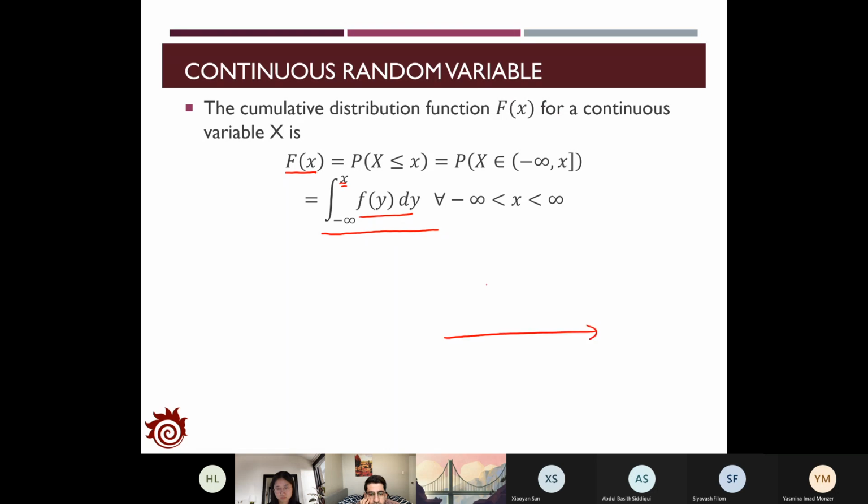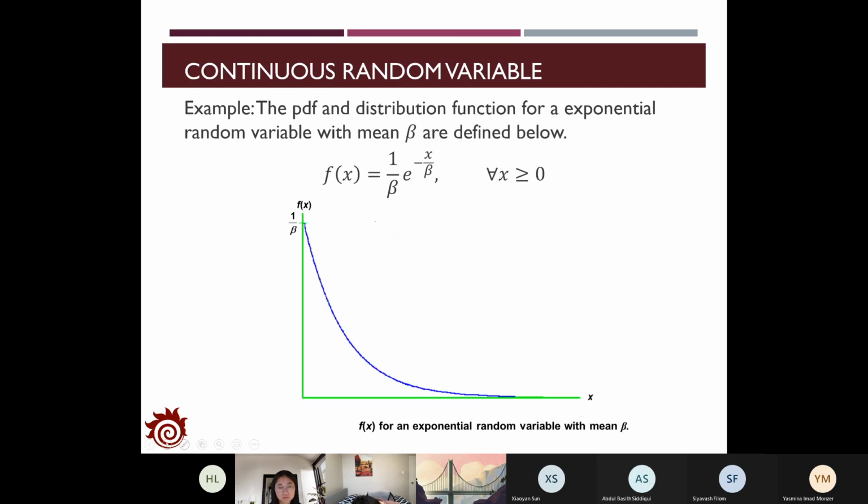And the distribution will start from minus infinity and eventually reach 1 at positive infinity. So these are the definitions of the PDF and the CDF for the continuous variable.